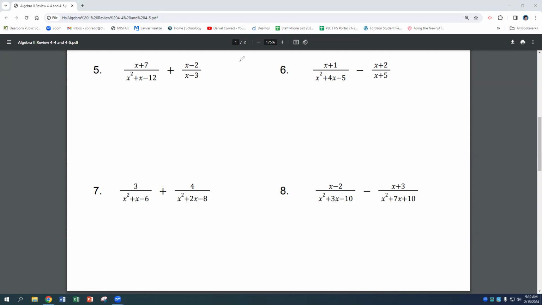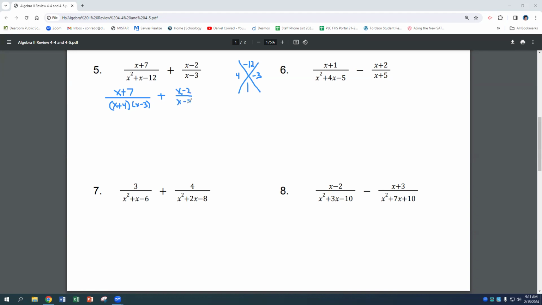I'm going to do it over here. Right, so we have negative 12. We need numbers that multiply to negative 12 and add to positive 1. And that's going to be positive 4 and negative 3. So I'm going to factor: I have x plus 7 over, and I'm going to factor x squared plus x minus 12 into x plus 4 times x minus 3, plus x minus 2 over x minus 3.